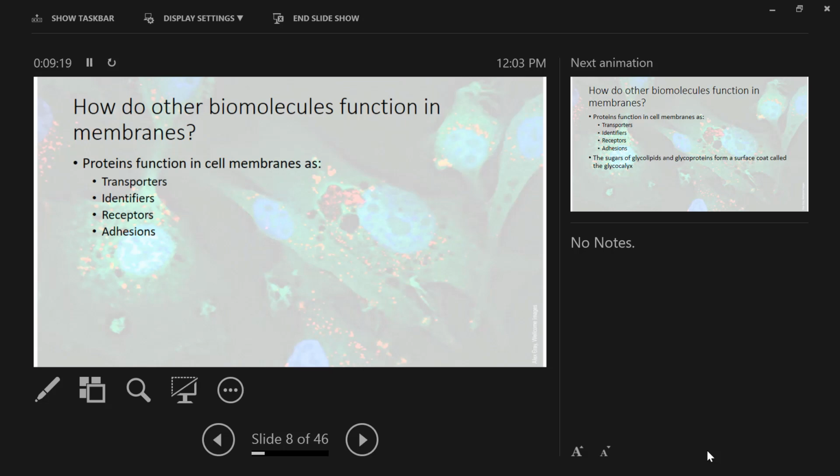So we've got transporters to do that. Identifiers, again, to declare self. We've seen that before. Receptors to bind material in the extracellular environment. And then there's one more. These are a special type of receptor that are adhesion molecules that attach the cell to other cells. We saw that already. Or to attach the cell to the extracellular matrix, which we've seen already.